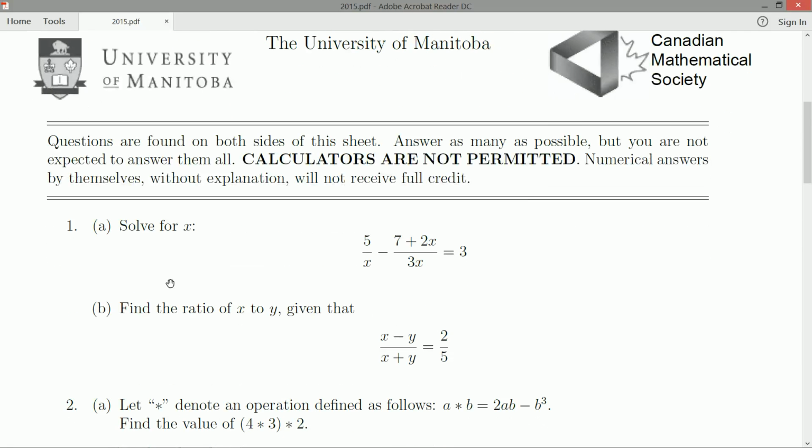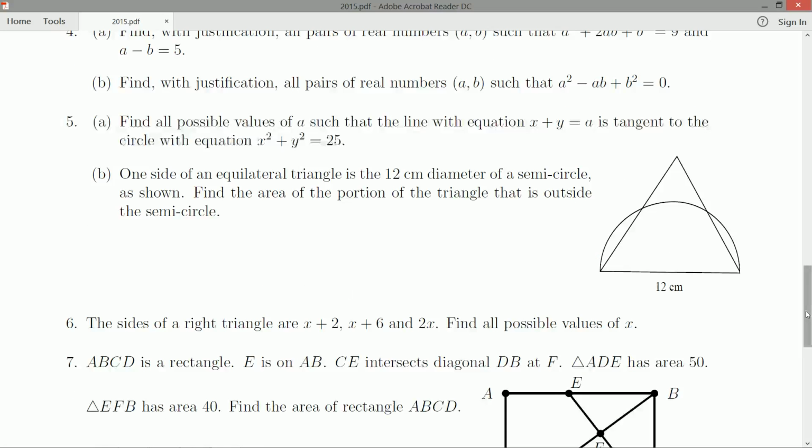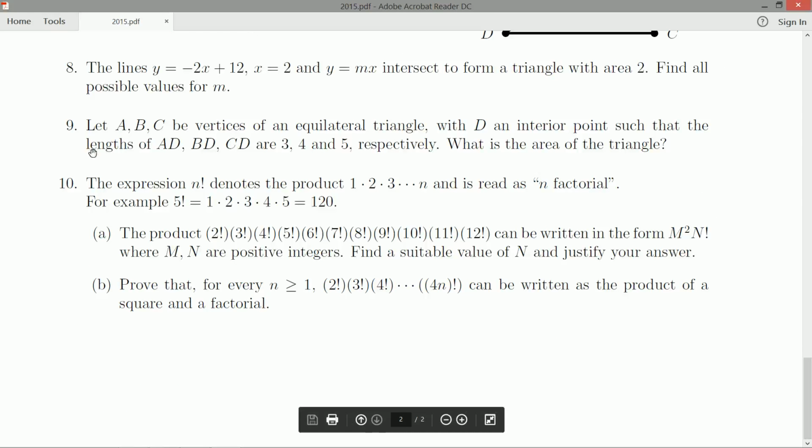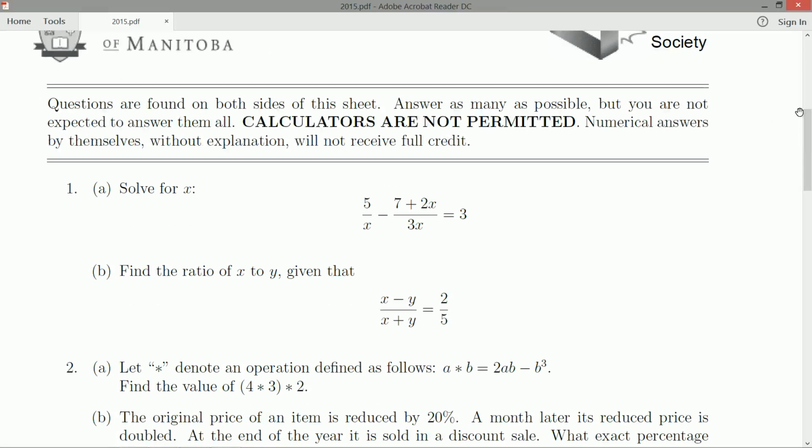As I said, we're going to do one question per video. In this video, we're just going to do question 1, and then we're going to move on to 2, 3, and so on, all the way down to questions 8, 9, and 10. 10 looks interesting. It's got some factorial stuff in it, but we'll get there when we get there. So, question 1, we got 2 parts to work with here. 1a, solve for x, and we have a nice little equation here.